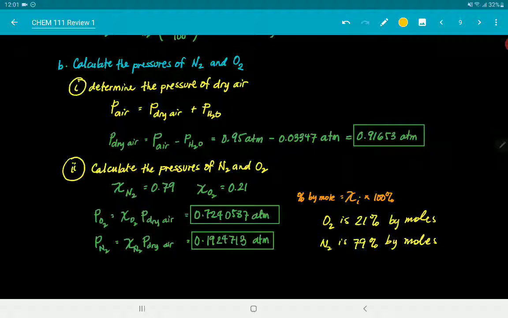0.1924713 atmospheres. So, Pn2, or the pressure of N2, is equal to the mole fraction of N2 times P of dry air, is equal to 0.7240587 atmospheres. So, that's how you calculate the pressures of the dry components. Hihiwalay nyo muna yung pressure ng dry air dun sa pressure ng ambient air by subtracting it by the pressure of water. Okay?